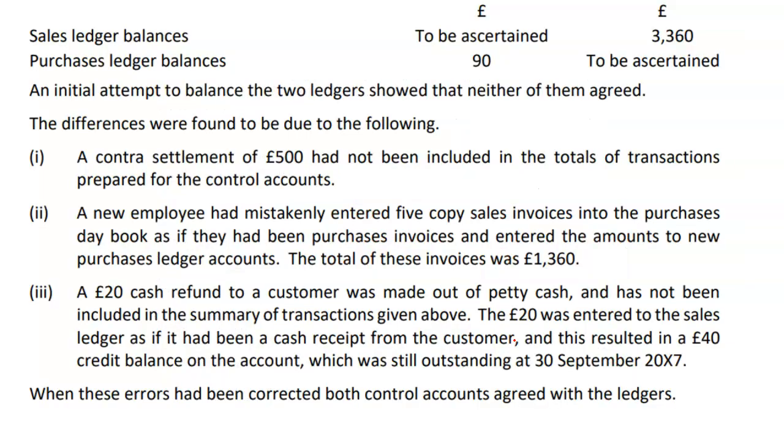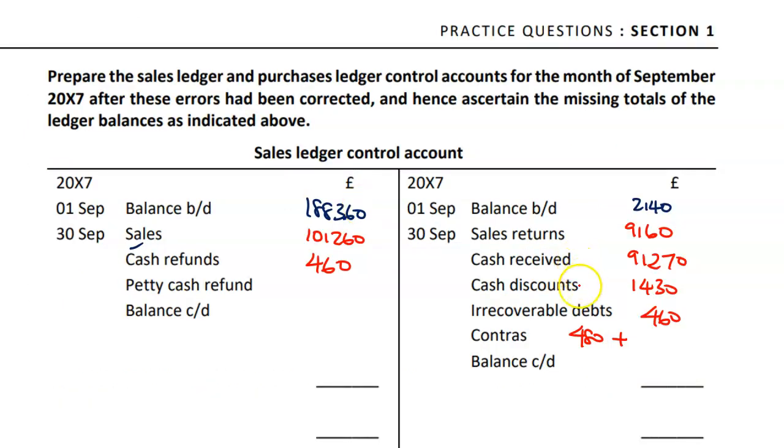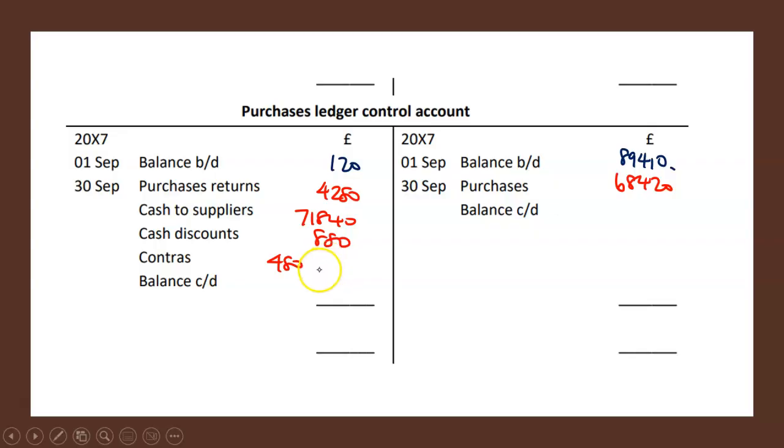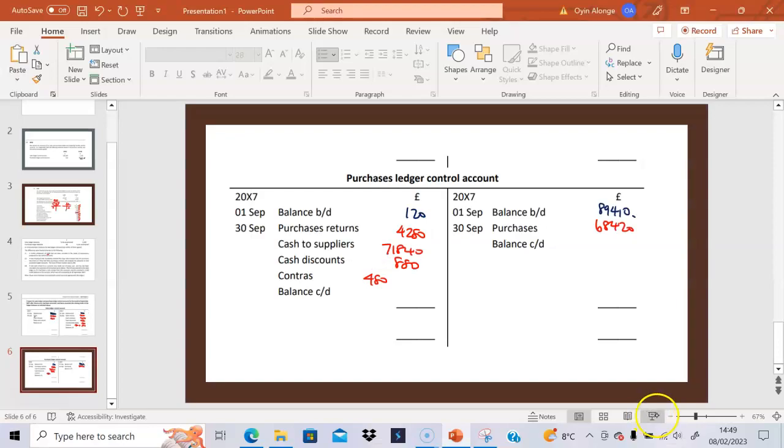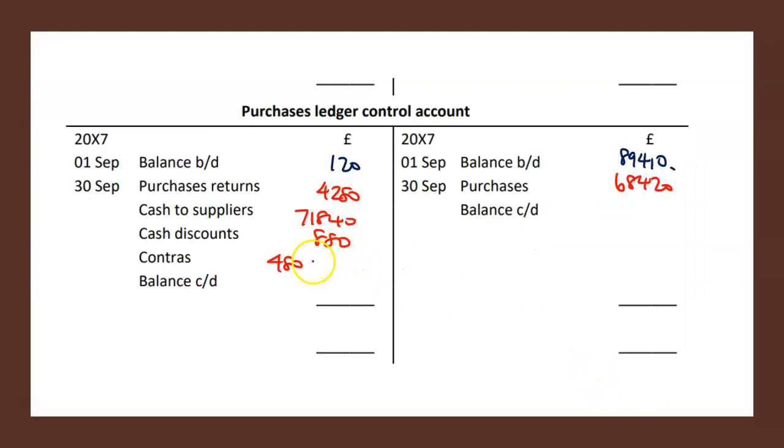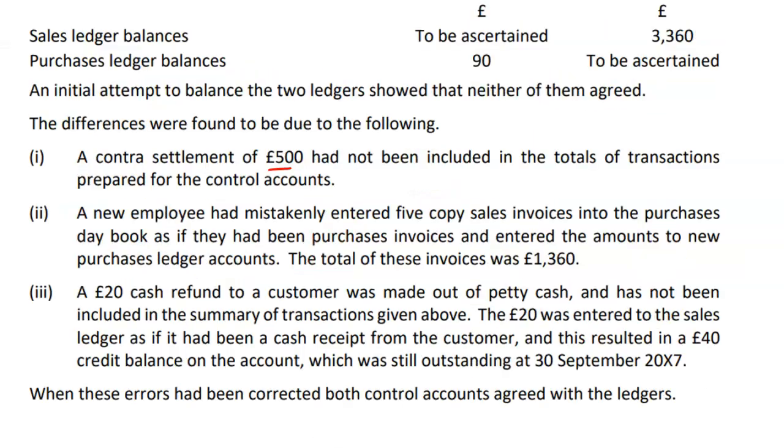Okay, right, great stuff. Then they tell us there's some adjustments that happen, right? And it says here that a contra settlement of 500 had not been included in the totals. So we need to, if you like, increase those contras by 500, on both sides. We need to keep those contras on both sides. That's that, right? So that's the first thing there.